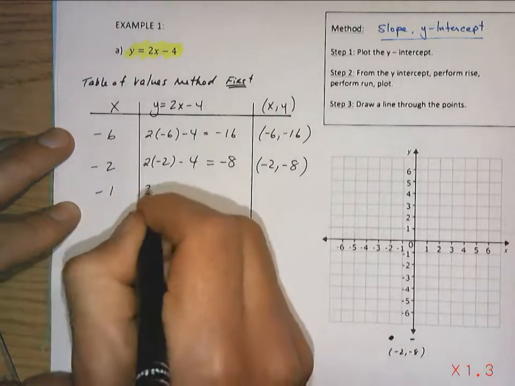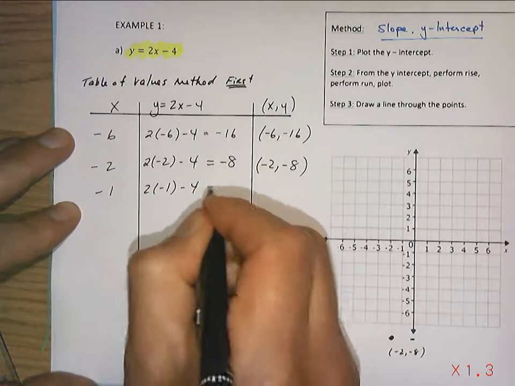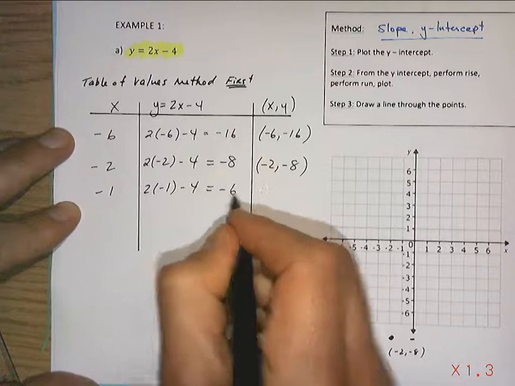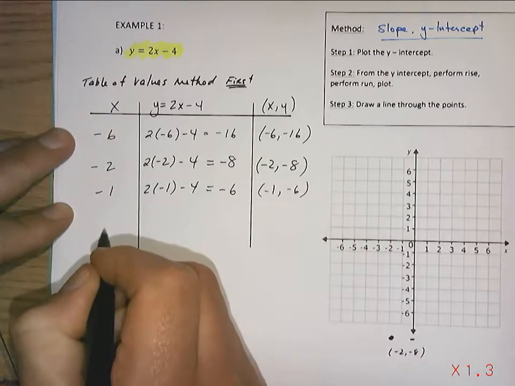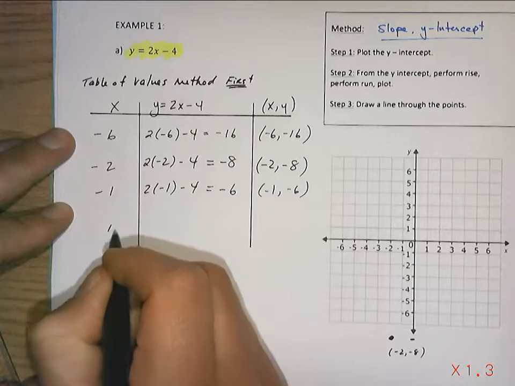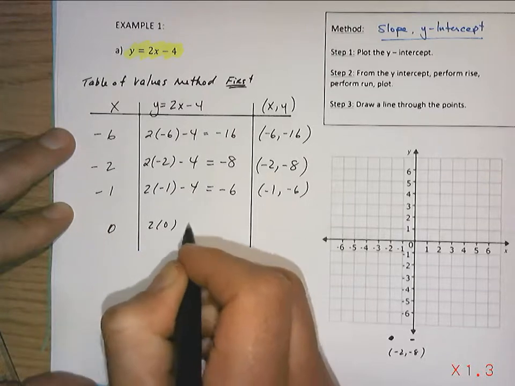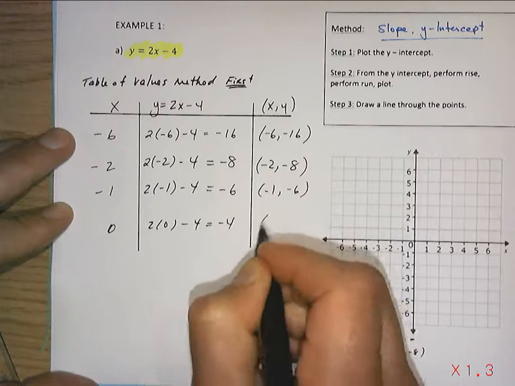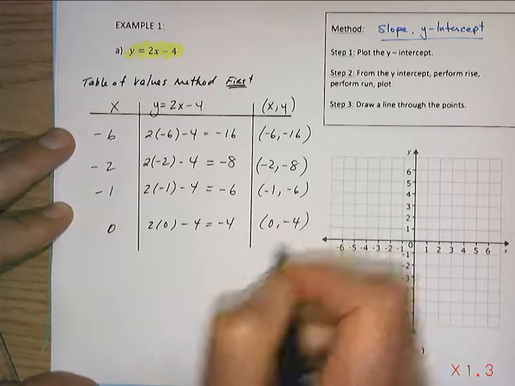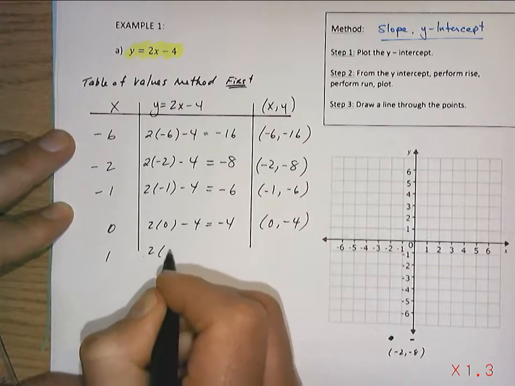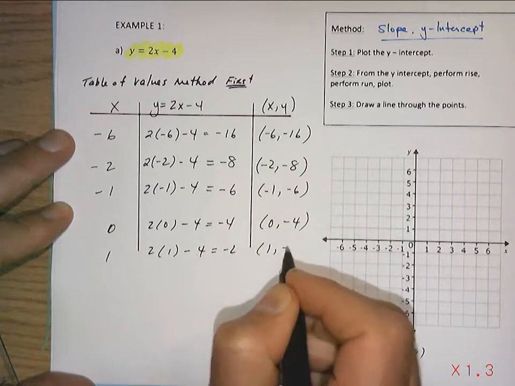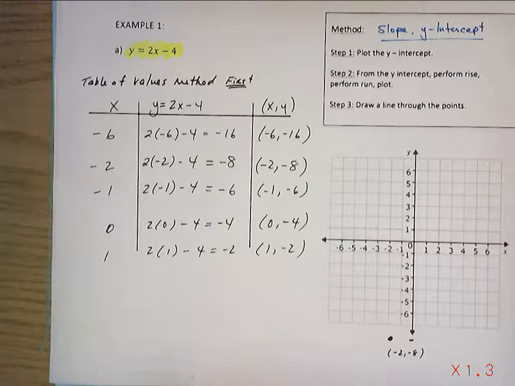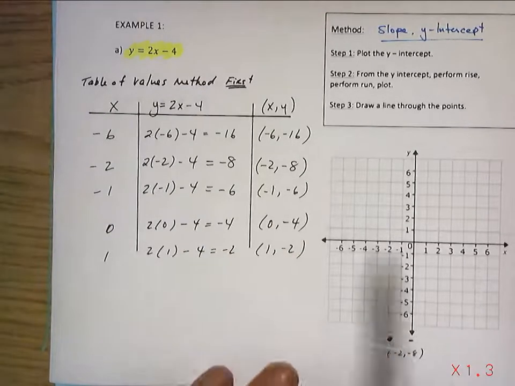So, -1, -2, -4, -6. How about 1? I should do 0, just because it's in the middle. Let's do 1. And that's probably enough. Now, I could choose other points, but I'm not going to because that's not really what I'm trying to teach here. But let's plot these points.